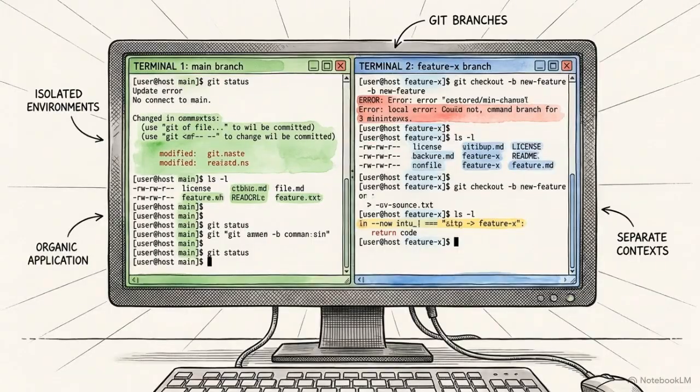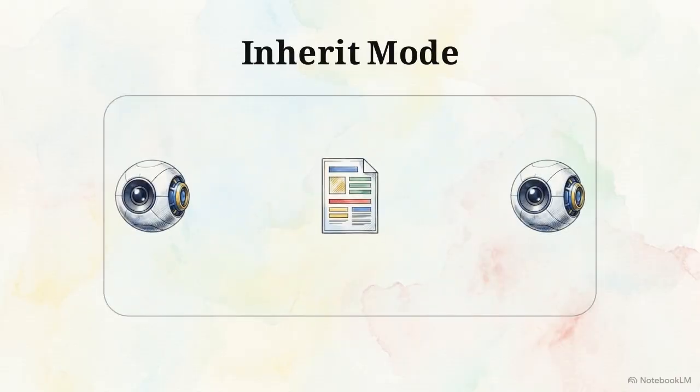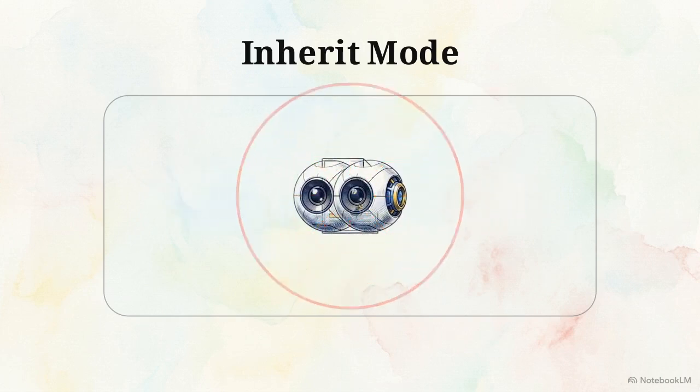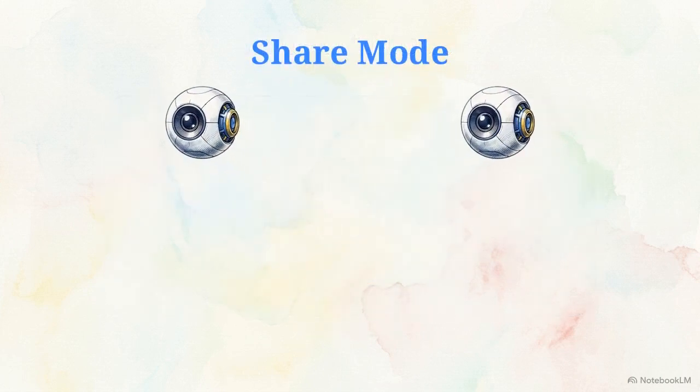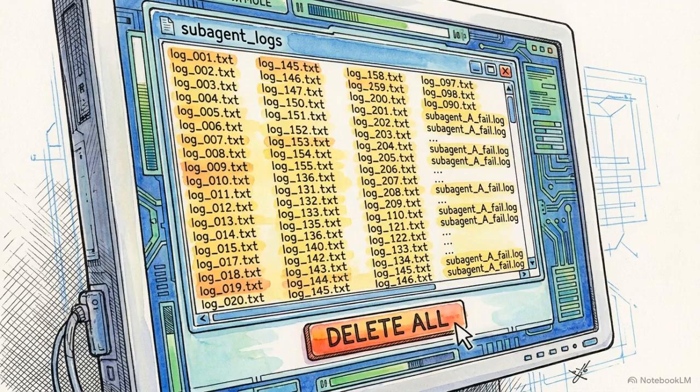To keep these parallel workers from overriding each other's code, the platform uses a system called Worktrees. This diagram illustrates the inherit mode, where multiple subagents share the exact same environment without any local Git overhead. It runs quickly, but if two agents try to write to the same file simultaneously, they will collide. To fix that, you use share mode. This isolates the subagents into separate branches, while keeping them connected to a single physical storage checkout.